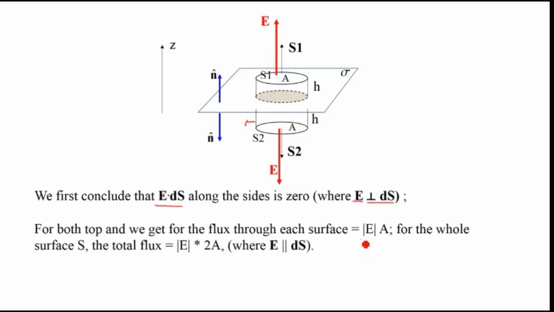For both the top and the bottom, we can get the flux through each surface. It's going to be the absolute value of E times A, because E is parallel to A and it's constant over that surface, and so therefore it just equals the magnitude of E times A. For the whole surface, the total flux will just be 2 times that, and the reason is because the flux is a scalar, so we determine the flux through the top and then through the bottom. They're identical, we add them together, and so we get that factor of 2. And all of this results because E is parallel to dS and is a constant over the whole surface S.